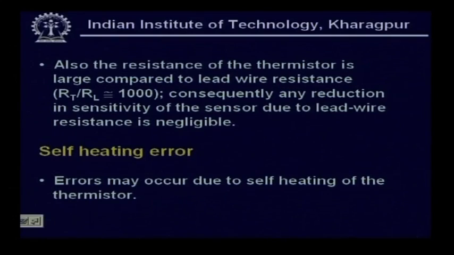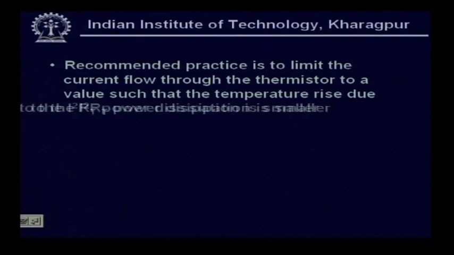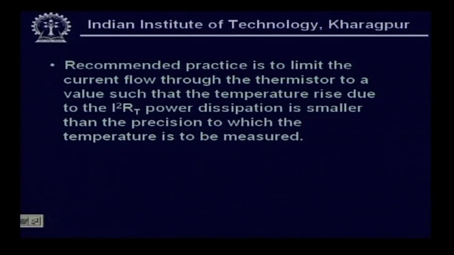Errors may occur due to the self-heating of the thermistor. Recommended practice is to limit the current flow through the thermistor to a value such that the temperature rise due to the I square RT power dissipation is smaller than the precision to which the temperature is to be measured. So, actually the precision will tell you how much current you will pass through the thermistor. Sensitivity and precision, if you look carefully, go side by side.